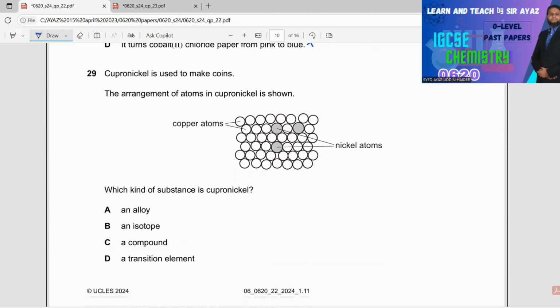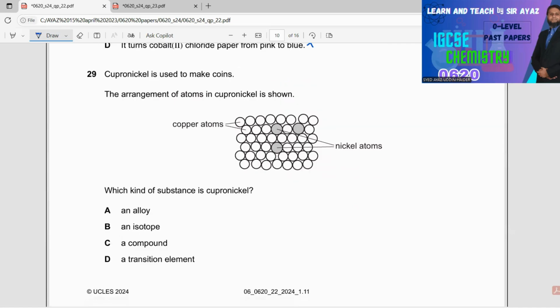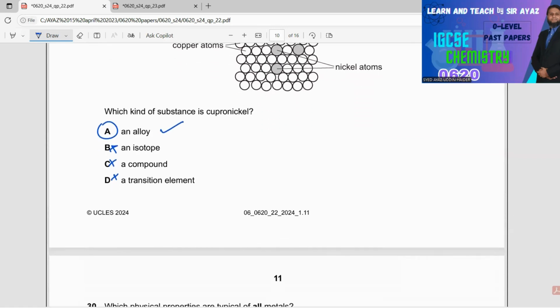29. Cupronickel is used to make coins. The arrangement of atoms in cupronickel is shown. We have small atoms of copper, and we have big size atoms of nickel. Which kind of substance is cupronickel? It's an alloy. So A must be the right answer. All the other choices are incorrect for 29. No need to read the other choices.